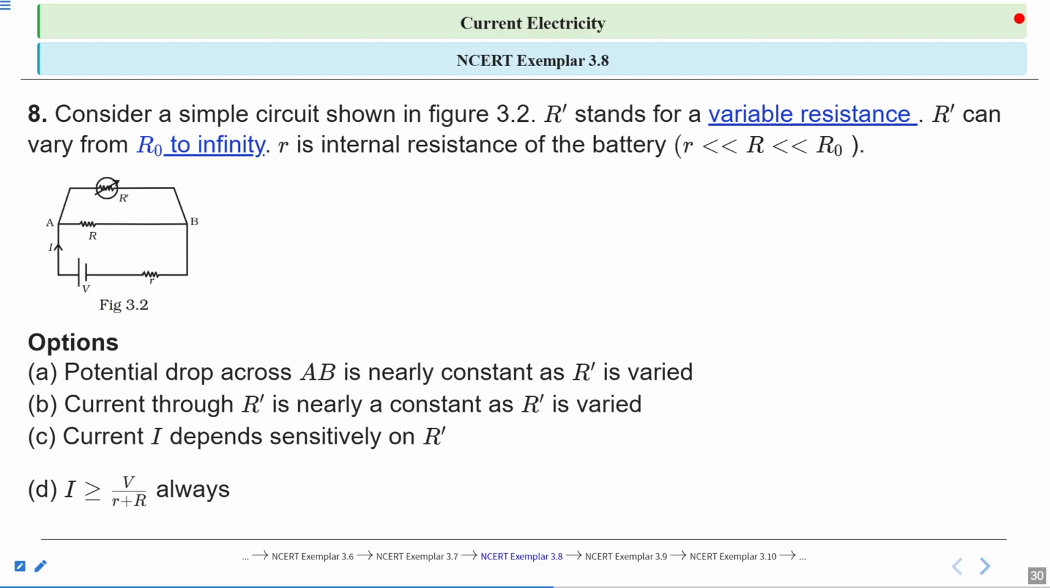It means if we change R dash by a small amount, current I will change. Current I is sensitive to change in R dash, so it will detect the change. And D option is R is greater than or equal to V upon small r plus capital R, always. So these are the four options. I will give you some time to think about it.